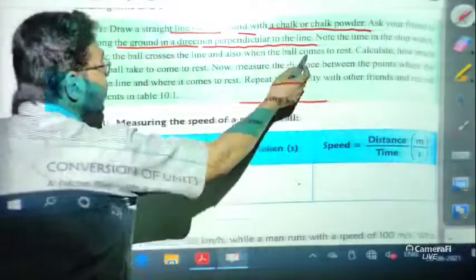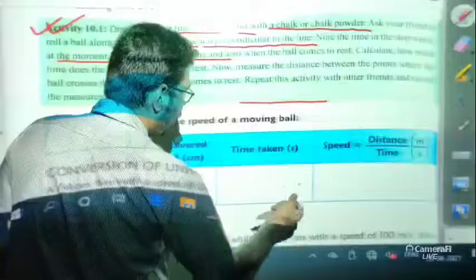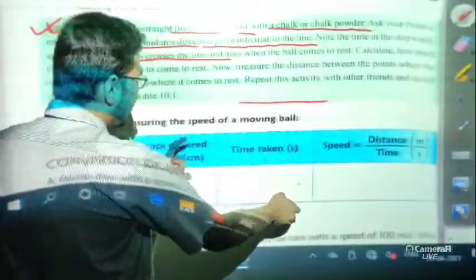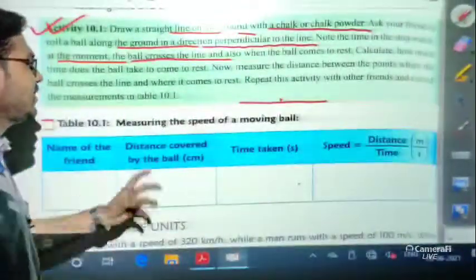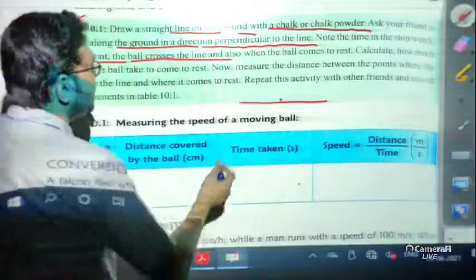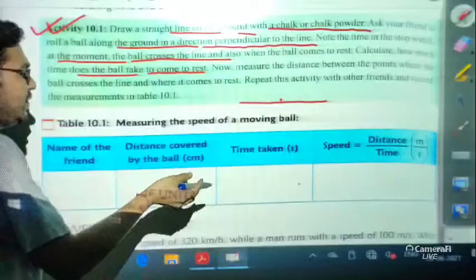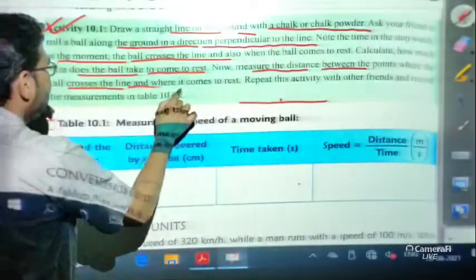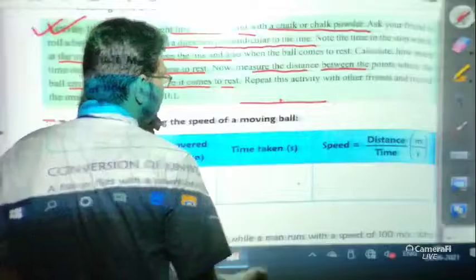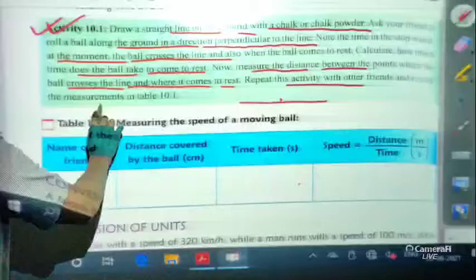Note the time in the stopwatch at the moment the ball crosses the line. When you push the ball, you start your stopwatch, and when the ball just crosses the line, you stop your stopwatch. Now calculate how much time the ball takes to come to rest. Now measure the distance between the point where the ball crosses the line and where it comes to rest.